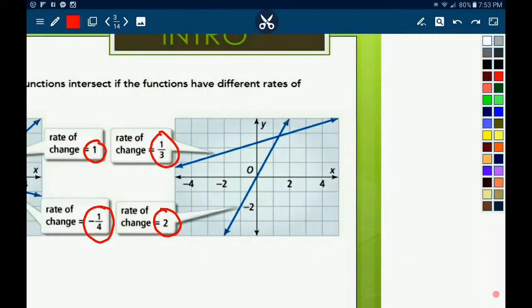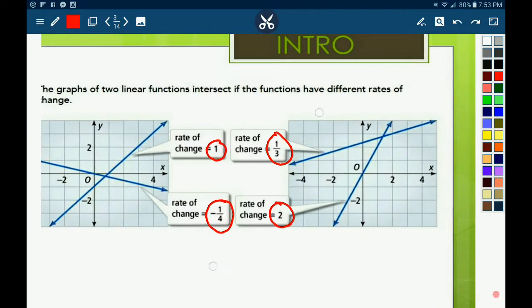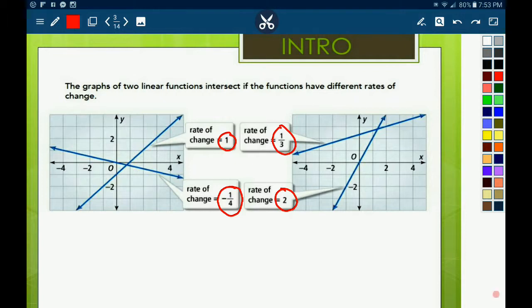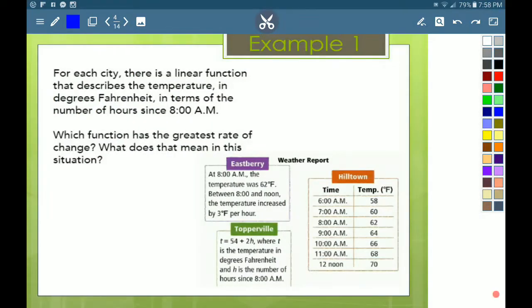So we're going to focus on which rates of change are greater than others, and we're going to have to keep in mind negative numbers, because negative numbers may not necessarily mean that something is changing more quickly. So let's take a look at this first example. It says for each city, there's a linear function that describes the temperature in degrees Fahrenheit in terms of number of hours since 8 a.m. Which function has the greatest rate of change, and what does this mean in the situation?